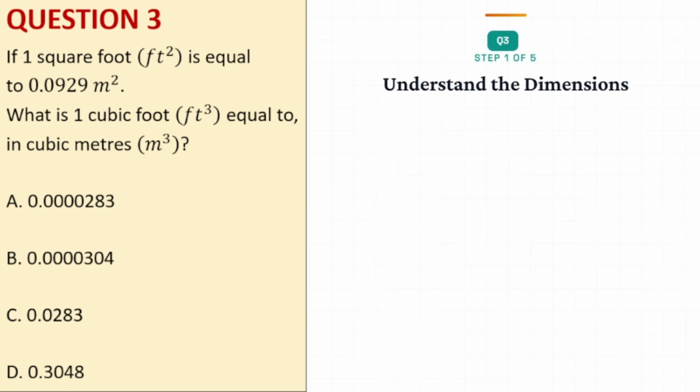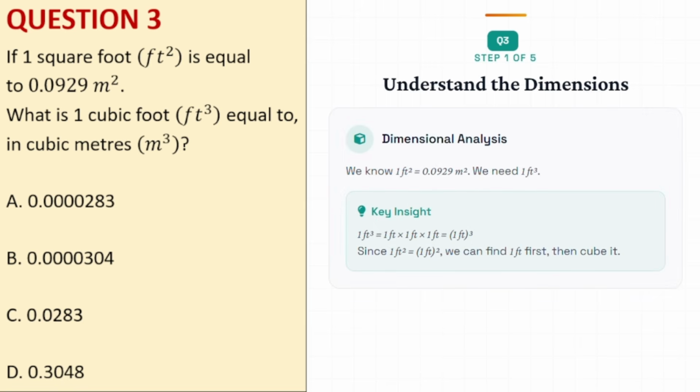Step 1. Understanding the dimensions. We know that 1 square foot equals 0.0929 square meters. We need to find 1 cubic foot. The key insight is that 1 cubic foot equals 1 foot times 1 foot times 1 foot, which is 1 foot cubed. Since 1 square foot equals 1 foot squared, we can find 1 foot first, then cube it.